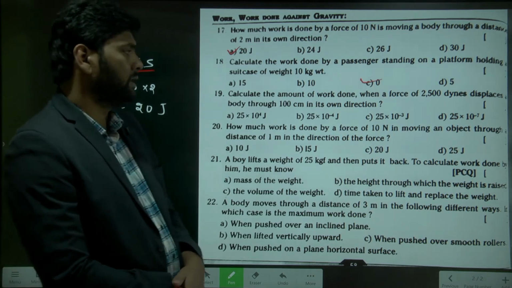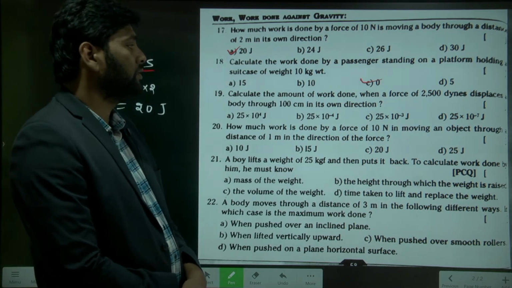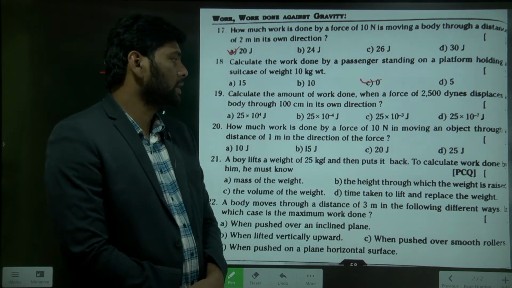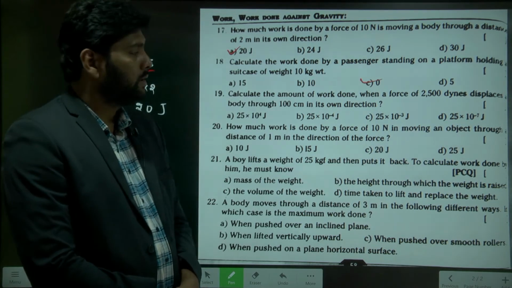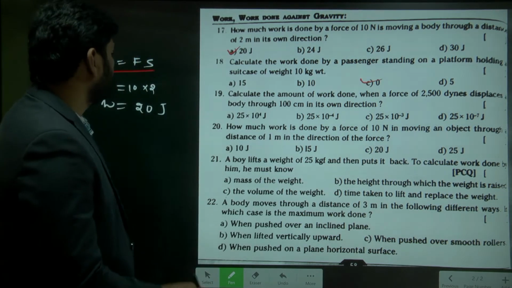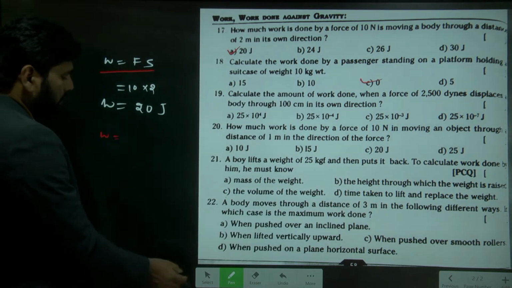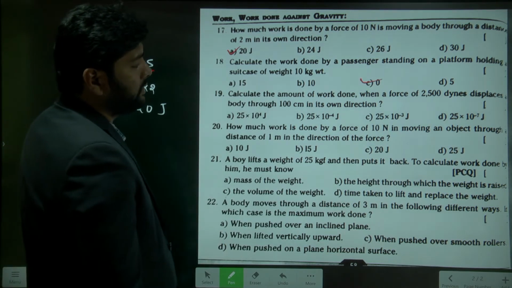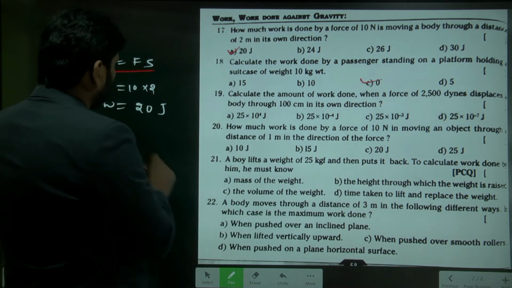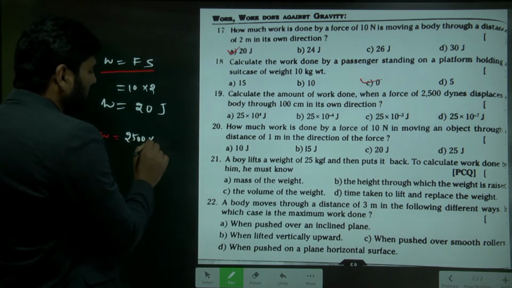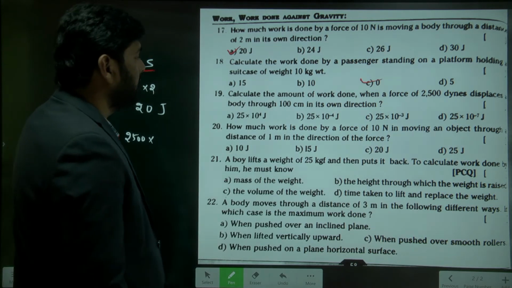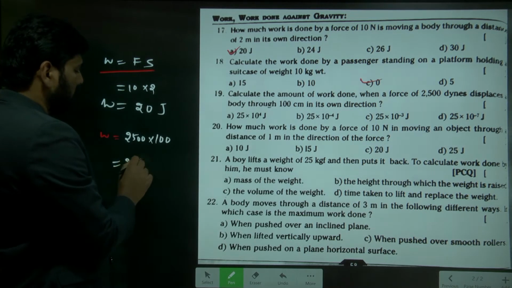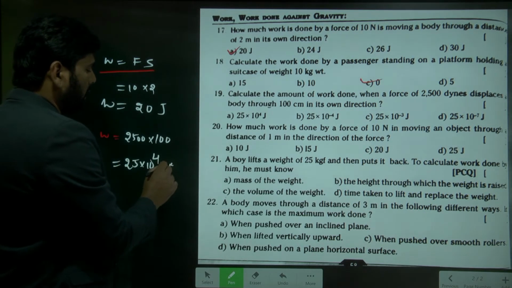Calculate the amount of work done when a force of 2500 dynes displaces an object through 100 centimeters in its own direction. So what is the answer? What is the formula? Work done is equal to force into displacement. What is the force? The force is given in the CGS system, 2500 dynes, and displaced through 100 centimeters. Totally 25 into 10 power 4 erg.